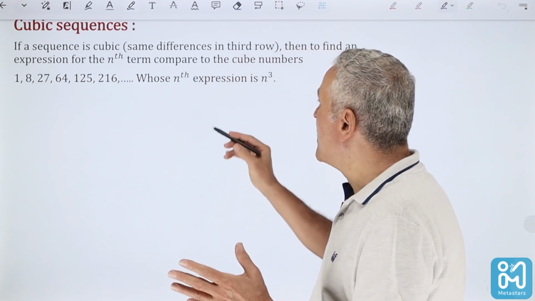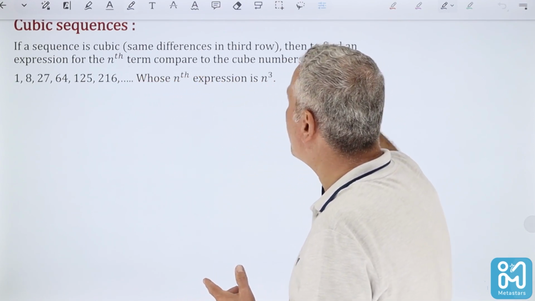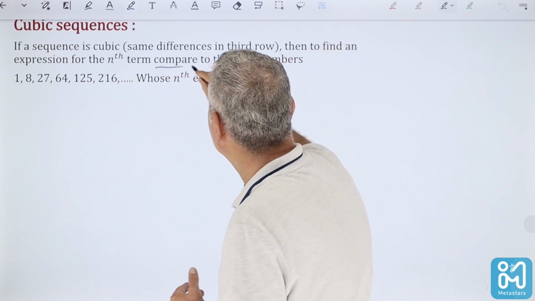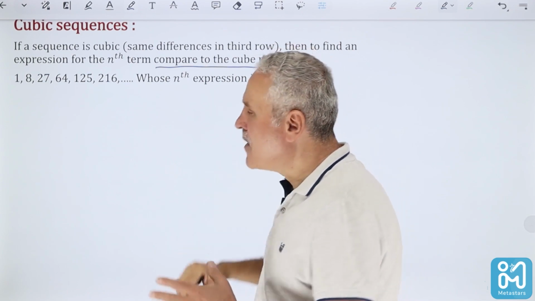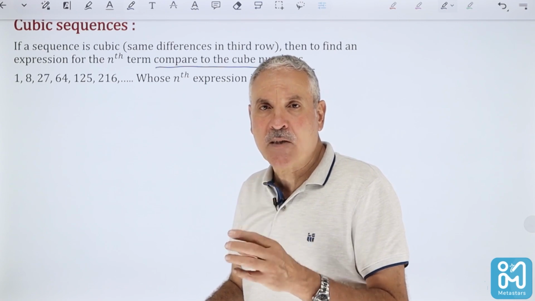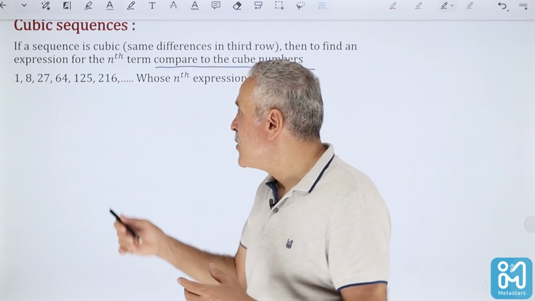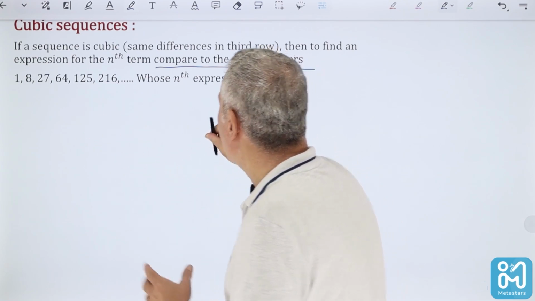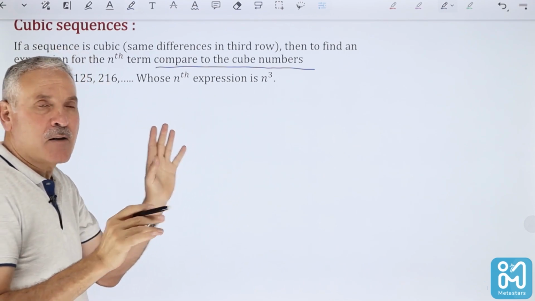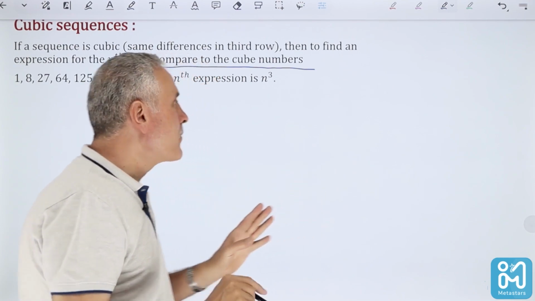So if a sequence is a cubic, with the same difference in the third row, then to find an expression for the nth term, compare to the cube numbers. There are other ways to find the nth term, but in O-level, the cubic sequence that would be given in a question would be easily compared to the cube numbers. These cube numbers have an nth term expression of n cubed. Every term is its rank cubed, so it's just n cubed.